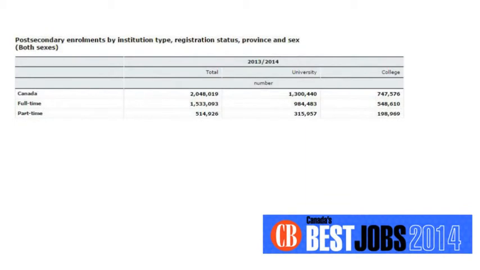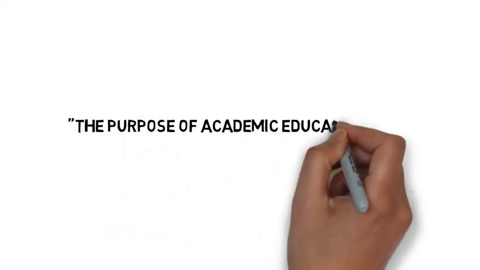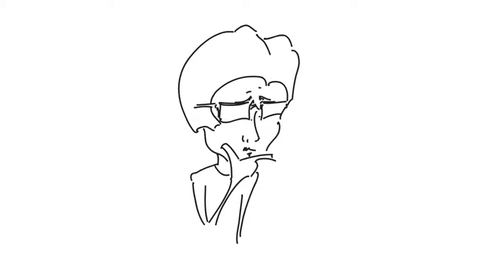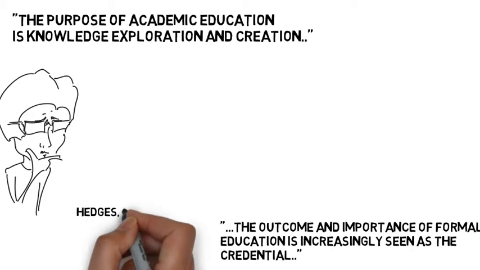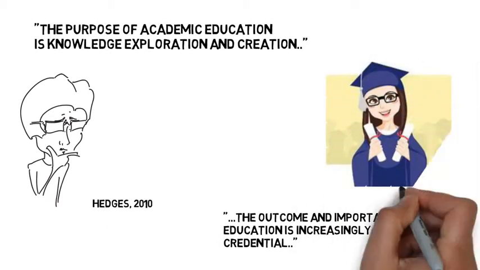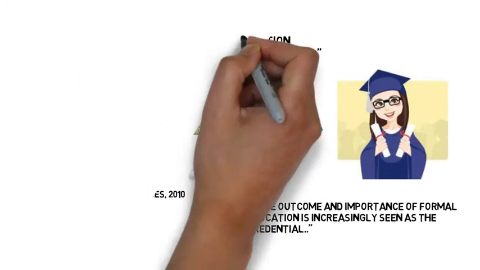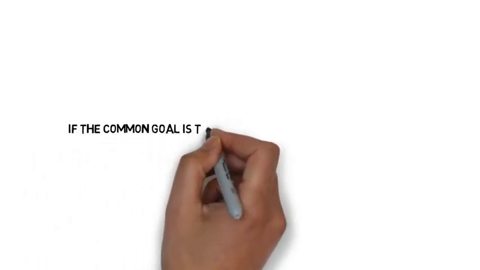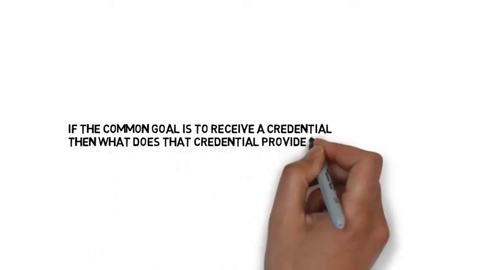Possibly. Looking at the previously mentioned 100 top Canadian jobs, this would allude that there would be some truth to this statement. What then is the purpose of education? As Spencer indicates, the purpose of academic education is knowledge exploration and creation, the gaining of insights and understandings. In short, learning, but the outcome and importance of formal education is increasingly seen as the credential. If the common goal is to receive a credential, then what does that credential provide the individual with? Education is about networking, who you know and where you'll go.